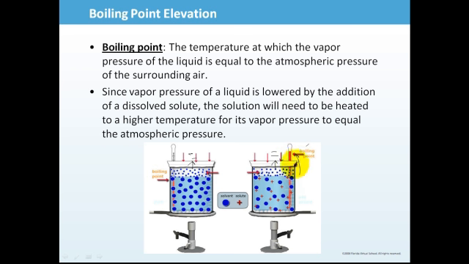Alright, so by increasing the temperature, the particles are moving faster. So even though there's solute interfering, we're eventually going to get enough particles into the vapor phase that we have a vapor pressure equal to the atmospheric pressure. So as a result, the boiling point is going to go up.